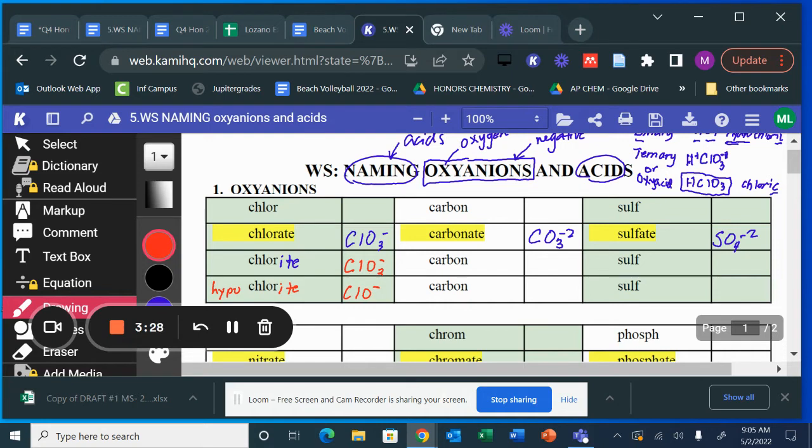You can also add another oxygen, and the ending would be ate, but you add a per in front of it to differentiate from chlorate. So this perchlorate would be ClO. Can you guess what it would be? Yes, it would be 4 and then a -1. As you notice, you're starting from what you learned, you memorized as a polyatomic ion. The reason they call those the chlorates, the ates, is because they're the most common.